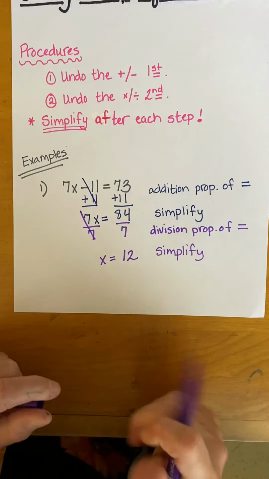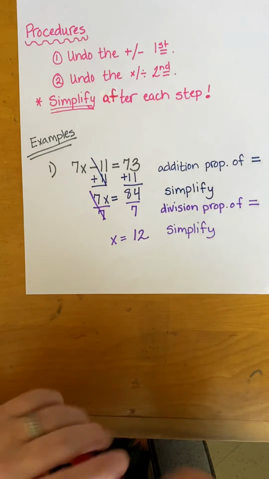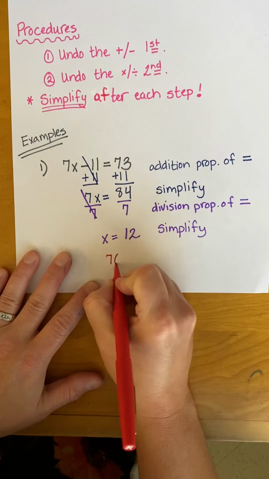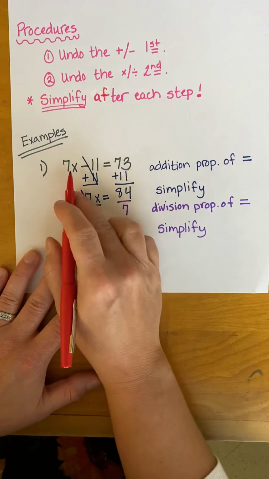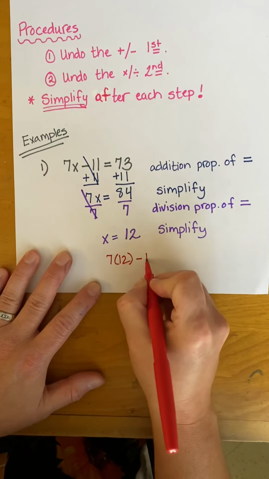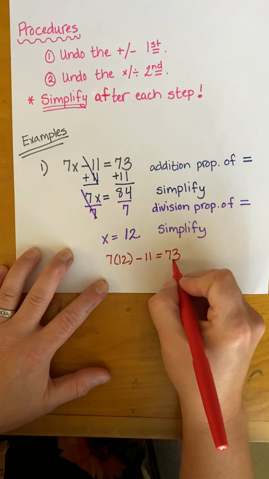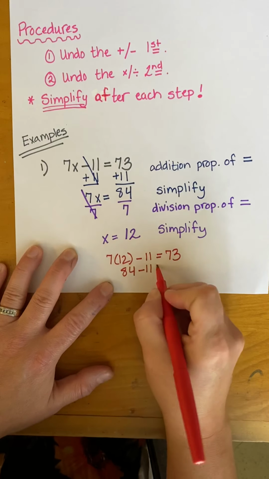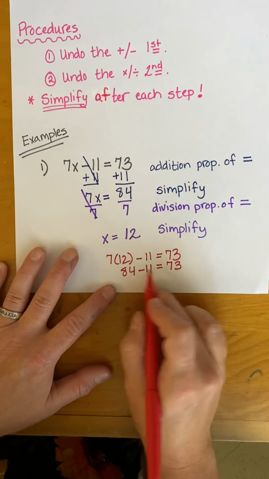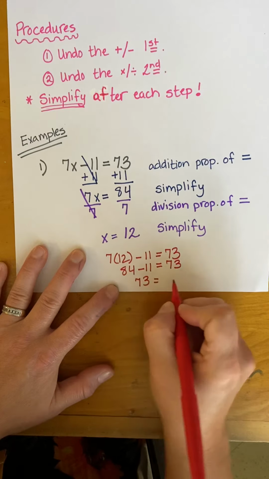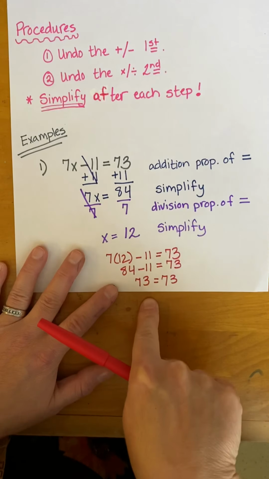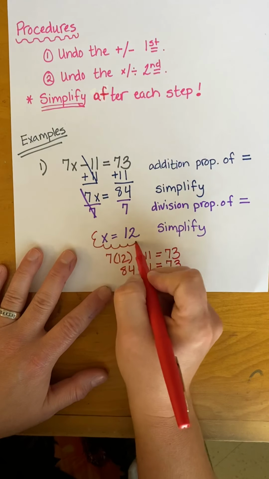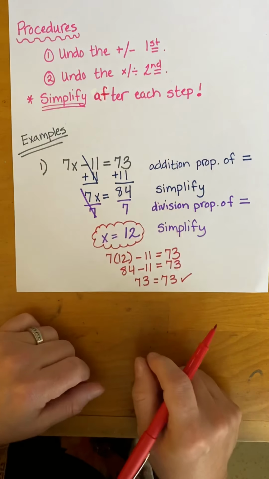and we're done. And remember, if you want to check your solution, all you have to do is use plug and chug. So 7, where I see the x, I'm going to put a 12. Then minus 11. And that better equal 73. All right, so 7 times 12 is 84. I'm just simplifying using the order of operations on the left side. 84 minus 11 is 73. Well, look at that. I got the same number on both sides. Is this a true statement? Yes, it is. So that means my answer is correct. No need to ever get one wrong.